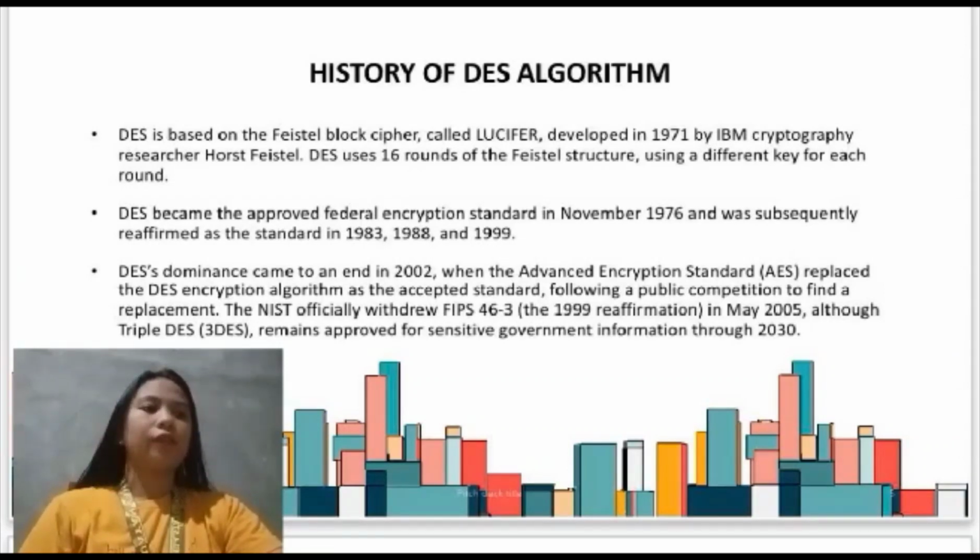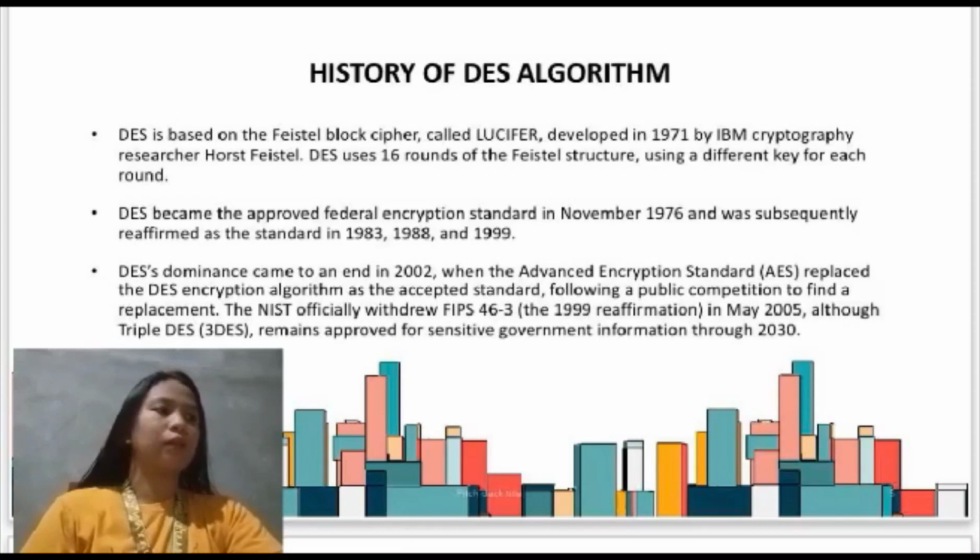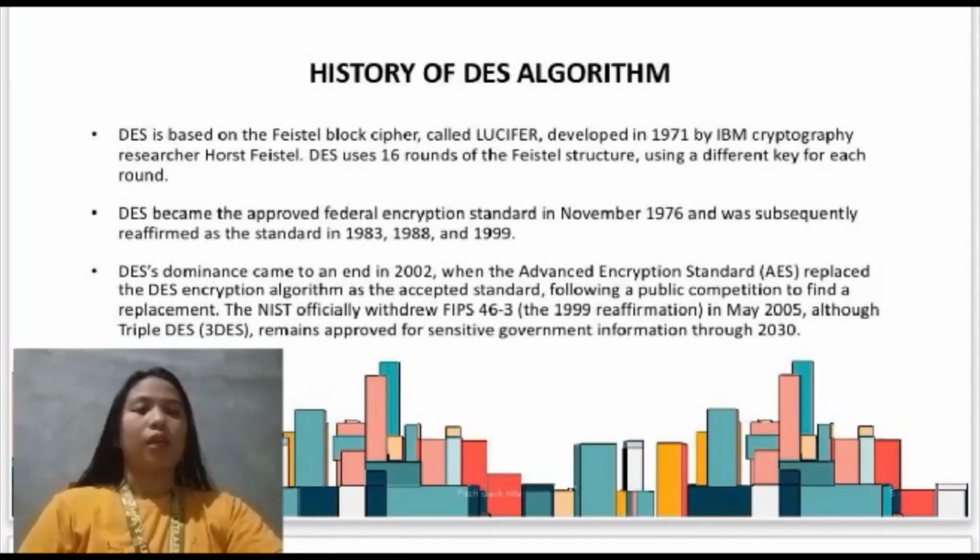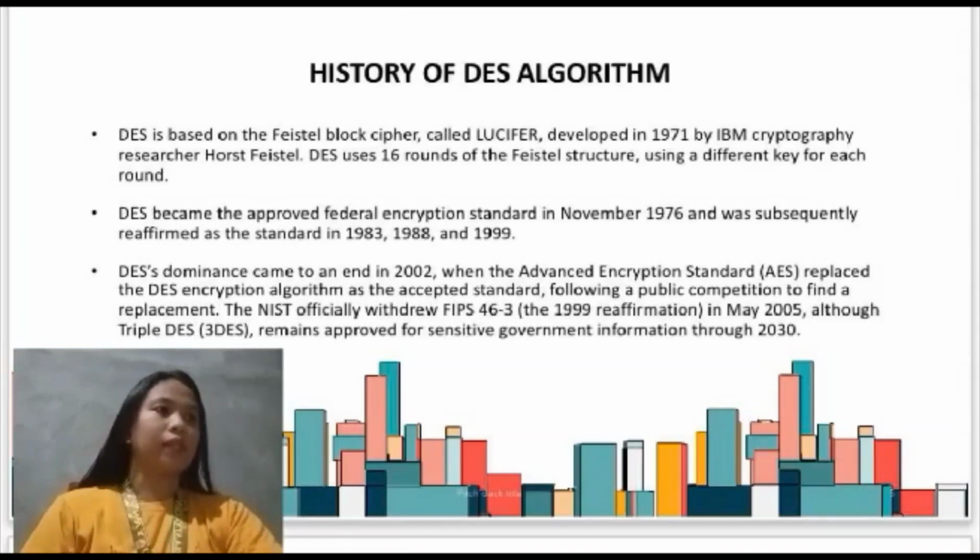The NIST officially withdrew FIPS 46-3, the 1999 reaffirmation, in May 2005, although Triple DES remains approved for sensitive government information through 2030. So, the Data Encryption Standard is a symmetric key algorithm for encryption that was developed by IBM in the early 1970s. It was adopted as a federal standard by the United States government in 1977.